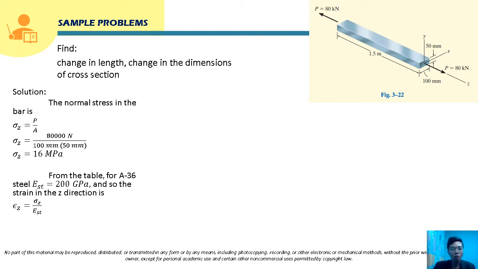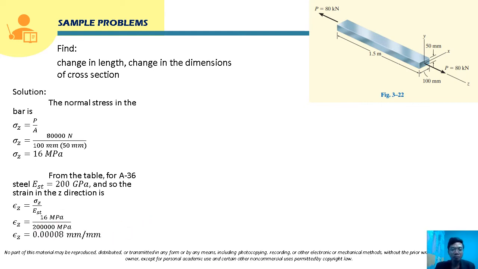Again, Hooke's law is sigma equals E times epsilon. So we can solve for epsilon z, which is the strain in the z direction. That is just equal to the normal stress in the z direction over E, the modulus of elasticity of the A36 steel. Substituting the values, sigma z is 16 megapascal, and E is 200,000 megapascal. Take note that strain is a dimensionless quantity, so megapascal will just be cancelled here.